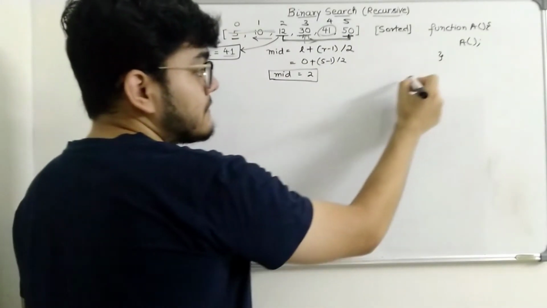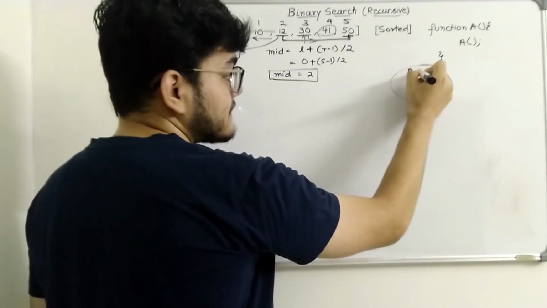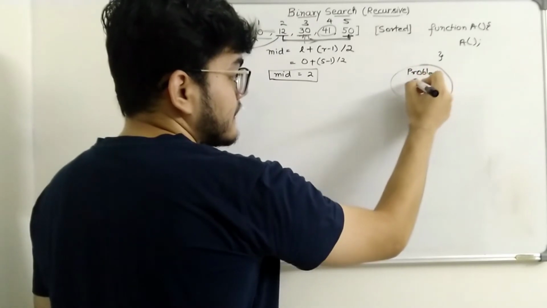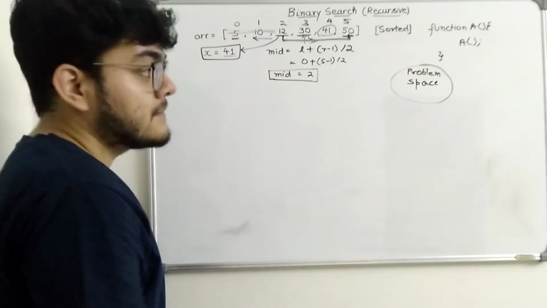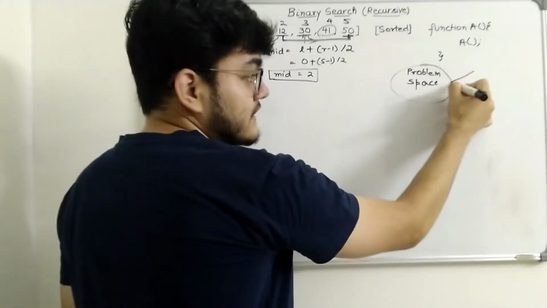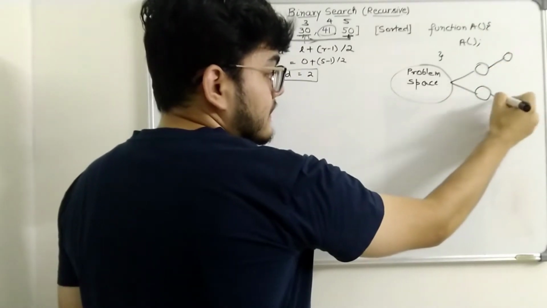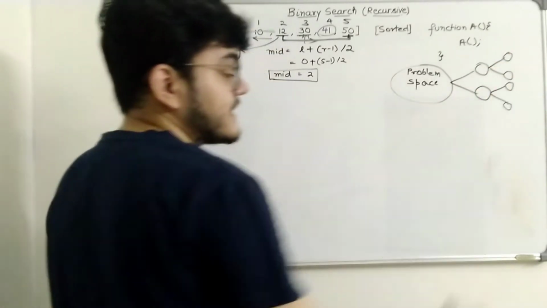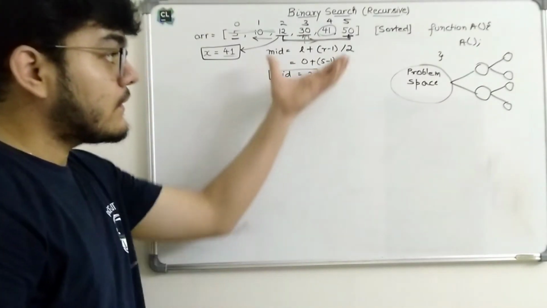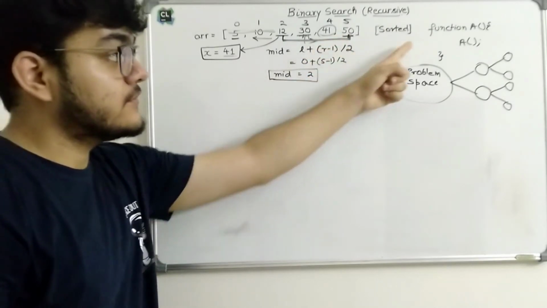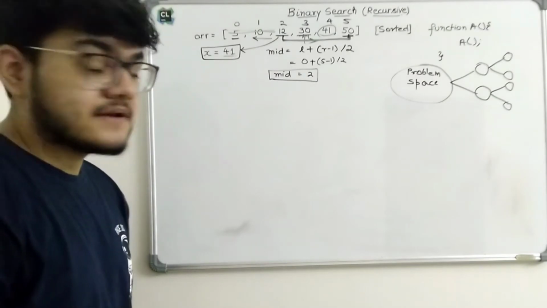So if we have a whole problem space like this, let's say this is the problem space. Now we want to apply an algorithm to this problem space, but also to the subspaces. So let's say we have some sub problems also in this problem space. Whenever we want to apply the same algorithm over and over again on subspaces, we are going to use recursion. So let's see how we can use recursion in case of binary search.